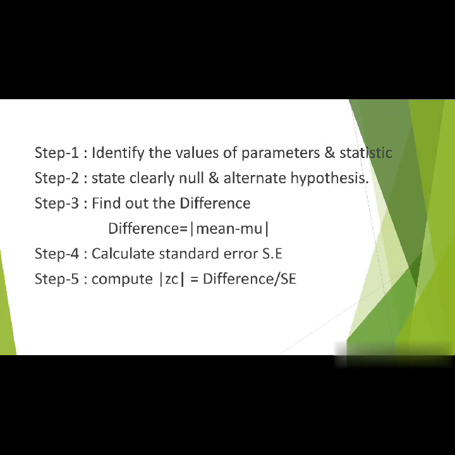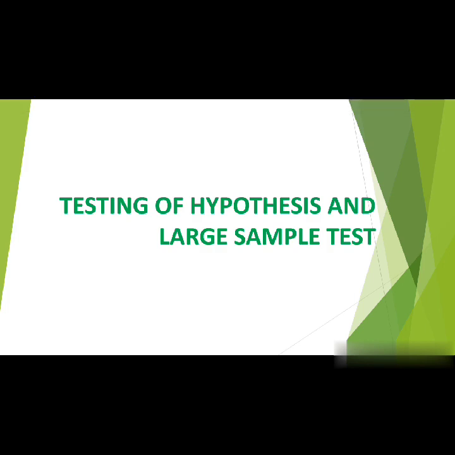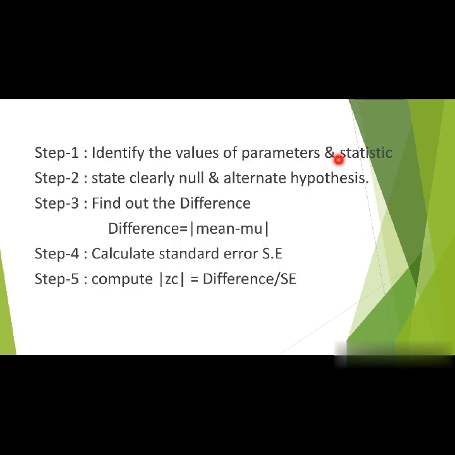These are the 5 steps through which we can solve the sums. First is to identify the value of the parameter and statistic. What is the parameter in the sum? What is the statistic? What is x bar? What is mu? That we have to find out. Second, clearly state the null and alternate hypothesis. We have seen in the theory that null is H0 and alternate is H1. So what is the acceptance and what is complementary to that hypothesis, we have to see in this part.